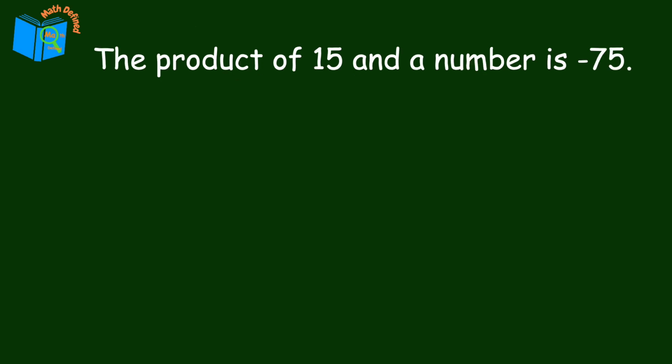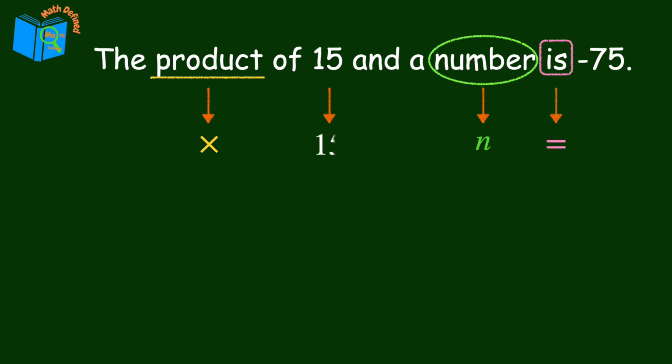Next up, we have this statement. The product of 15 and a number is -75. I've highlighted the key words again to help us easily translate the sentence. Product represents multiplication. We'll use the variable n to represent a number, and the word is translates to equals. Now we can write the equation. 15 times n equals -75.